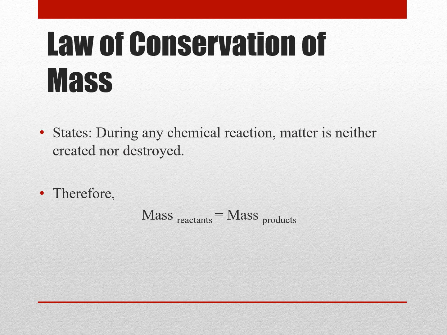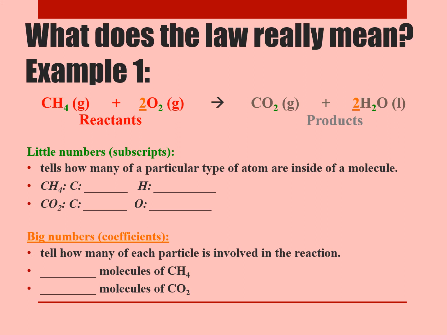As a rule of thumb, for written chemical equations, you also have to obey the law of conservation of mass. The law of conservation of mass states that during any chemical reaction, matter is neither created nor destroyed. What that basically translates to is that the mass of your reactants has to equal the mass of your products added up. So what does this law mean? We're just going to do a few example problems.